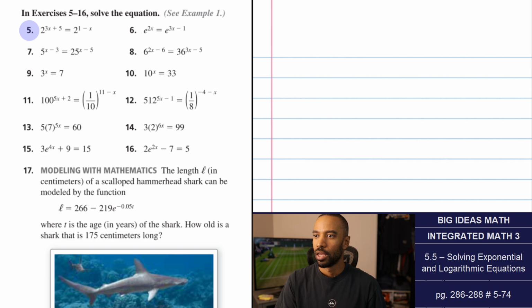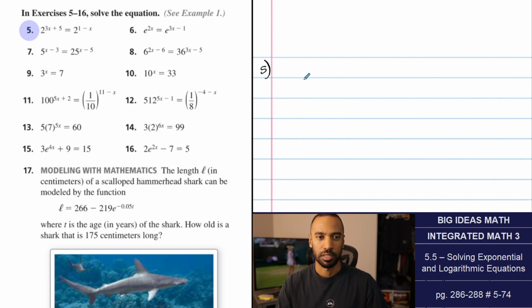All right, you can also see a preview of what things are to come. So let's go ahead and get started on those. Numbers 3 through 70 or 5 through 74 are the set we're going to get started with. So strap in. Let's go ahead and go on this. Numbers 5 through 16 solve the equation. They put you right in the deep end.